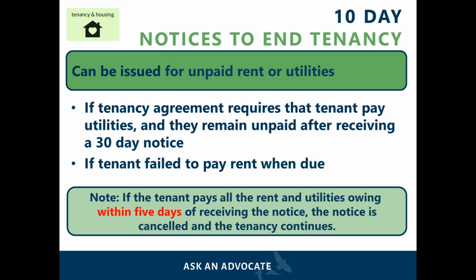A 10-day notice can be given when a tenant hasn't paid rent on time or has been issued a 30-day notice to pay utilities and the utilities remain unpaid. If the tenant pays the rent or utilities owing within 5 days of receiving this notice, the notice is automatically annulled and the tenancy continues. If the tenant disagrees with the notice, the tenant must apply for a dispute within 5 days of receiving that notice.